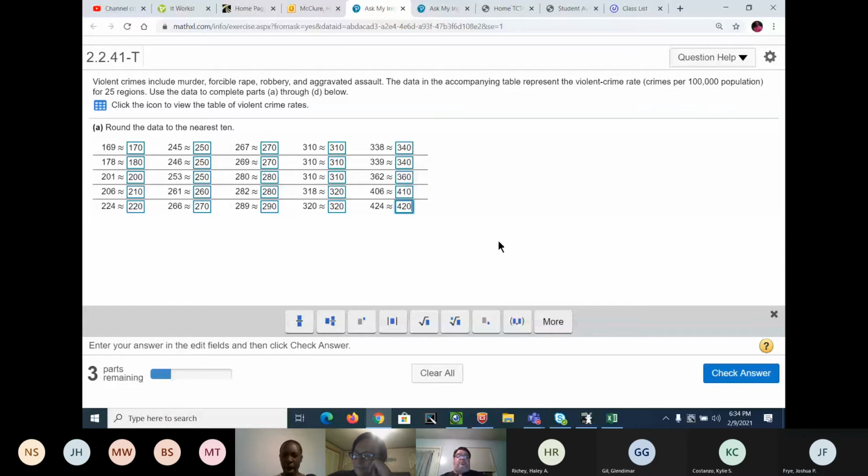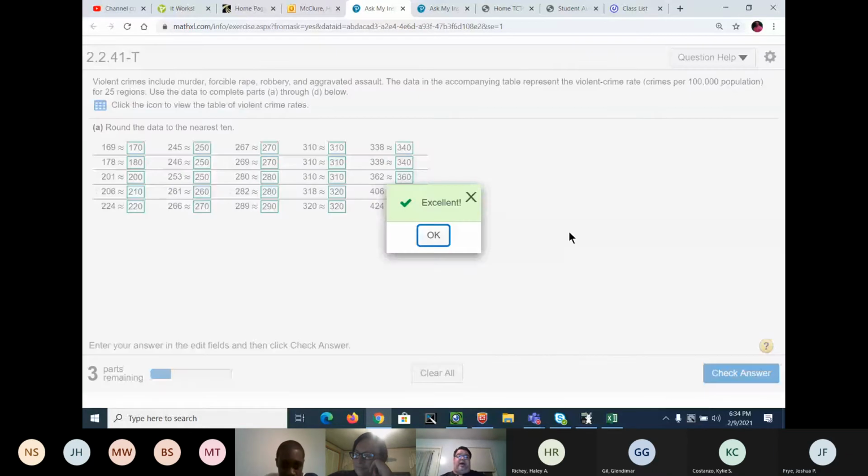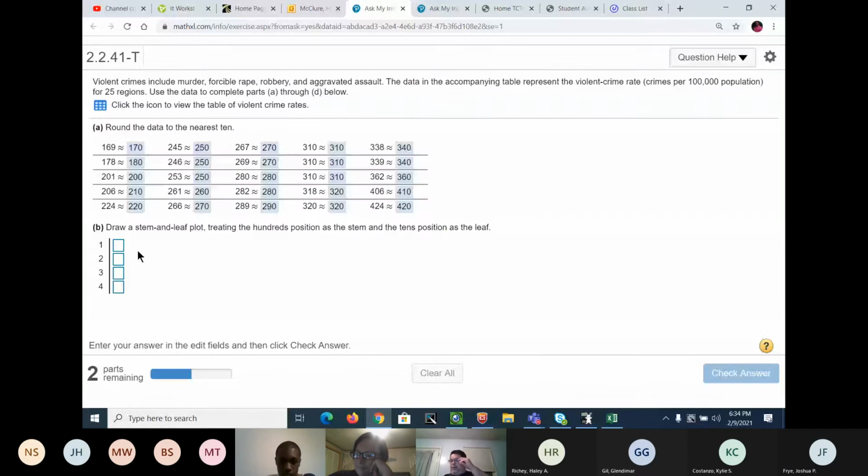Now, what do they ask you to do next? All right, this is a stem and leaf. Okay, stem and leaf is like this. How many hundreds do I have? Well, unfortunately, are these in order?